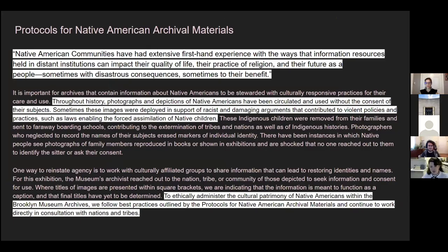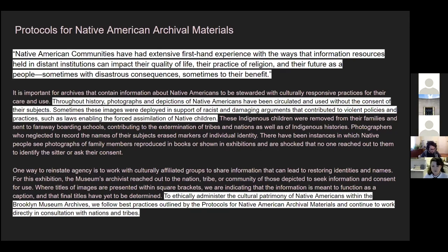Now that I have just shared some photographs with you, I want to explain that I follow the Protocols for Native American Archival Material, which is an incredible document that assists archivists and cultural heritage stewards with suggested best practices for ethically stewarding archival materials about, by, and of Native Americans.